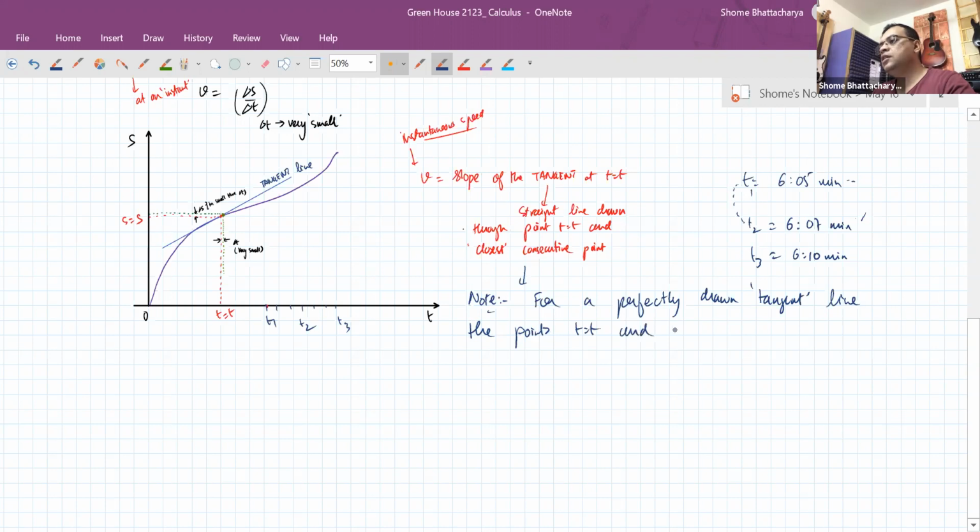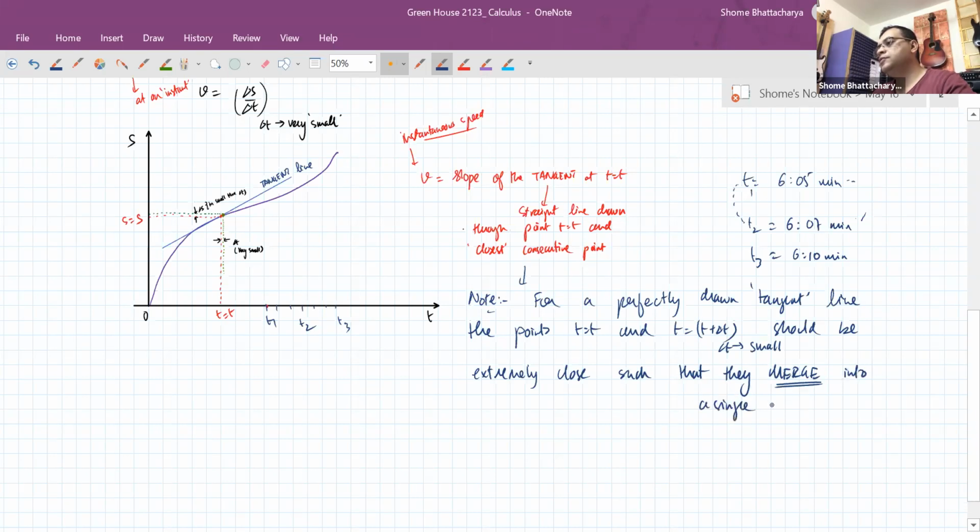t equal to t and t plus delta t, where the condition is that delta t is very small, should be extremely close. These 2 points should be extremely close, such that they almost merge with each other. So this becomes the important point: if they are that close that they merge into a single point, then I can say that my geometrical drawing will be 100% accurate. I'm not able to see it as two split points. I'm seeing it as one merged point only. Then the tangent line that I've drawn will look like a perfectly drawn tangent line.